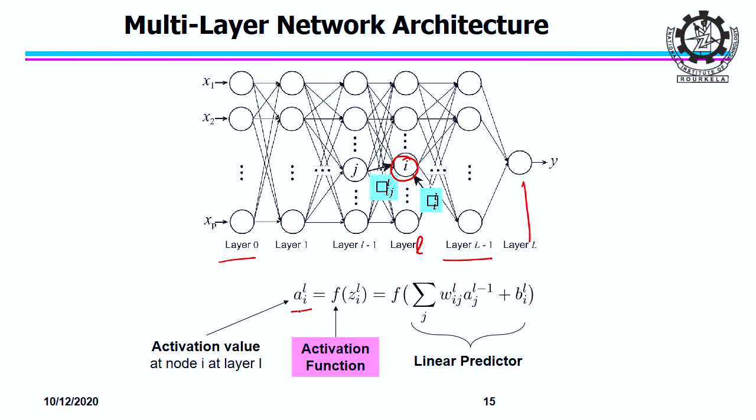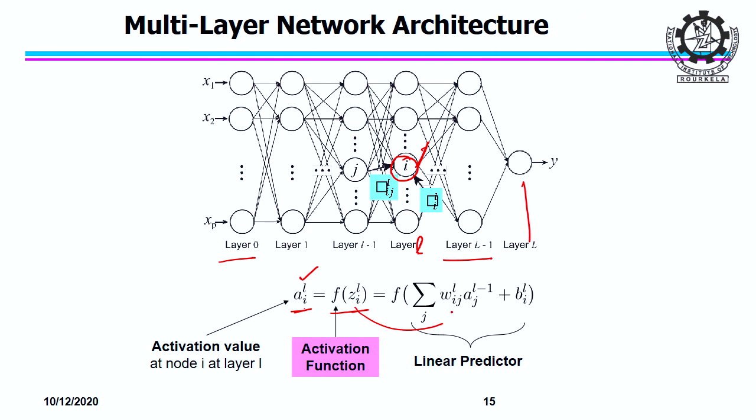The output, that is going out here, is nothing but A_i, that means the ith node at layer L, because this is the L layer. And then what next, including the activation, the activation value at node i. Now, what is that function? That function is nothing but a function of z_i^L. What is z_i^L?